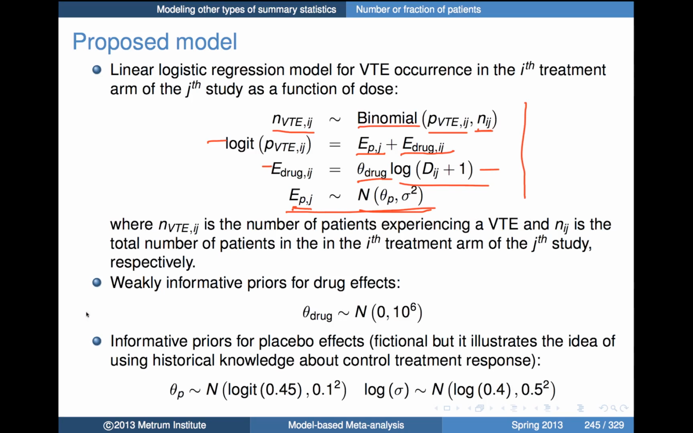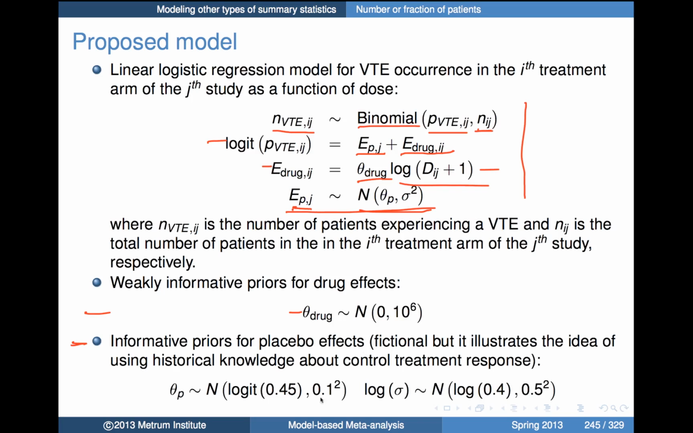So I went with a very weakly informative prior for the slope term for the drug effect. And by the way, I actually stole this particular example from our MI255 course, where at the time I was also interested in illustrating the use of informative priors. What I've got here is a fairly informative prior for the placebo effect.